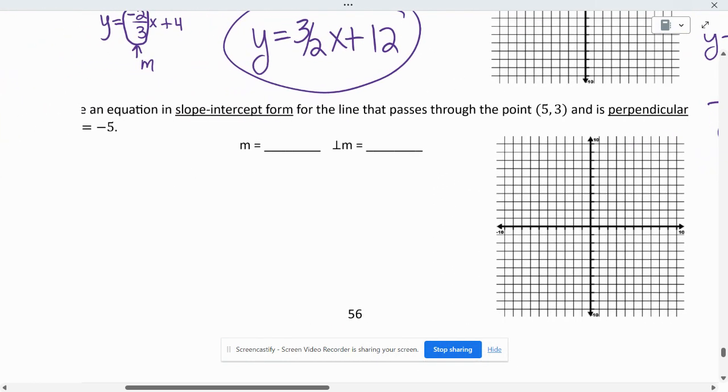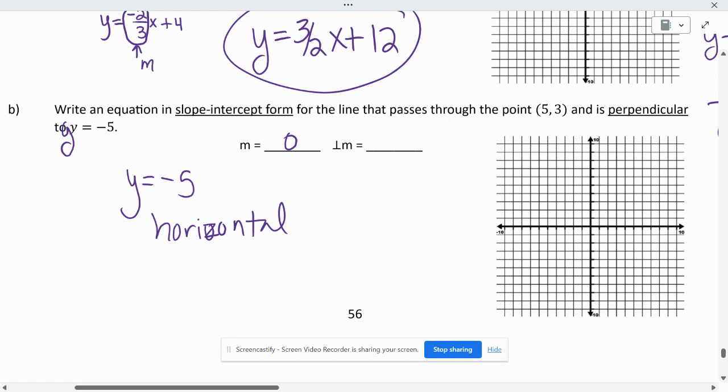What about this line? Y equals -5. What kind of line is that? It's horizontal. So the slope is 0. So if a line is perpendicular to that, what kind of line is that? A vertical line. So what is the slope of a vertical line? It's undefined.